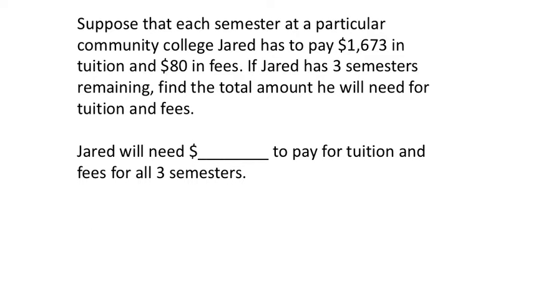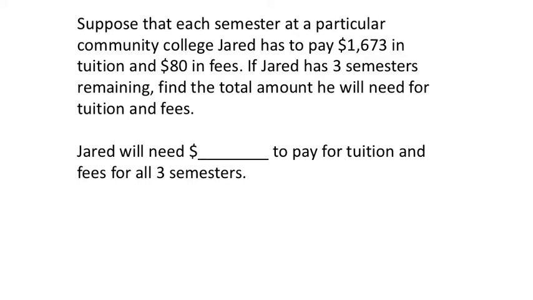Suppose that each semester at a particular community college, Jared has to pay $1,673 in tuition and $80 in fees. If Jared has 3 semesters remaining, find the total amount he will need for tuition and fees. So, like I said, there's different ways to do this, and usually intuitively, you just kind of do it by the order of operations without actually having to set up the full problem. Since we saw on the assignment, at least last time I checked, that there's no need to write the translation for this, all we really want is the answer. It's not going to matter how you do it, but you should get the same answer either way, right?